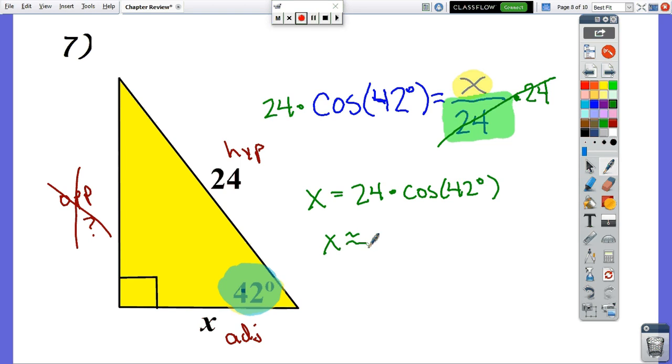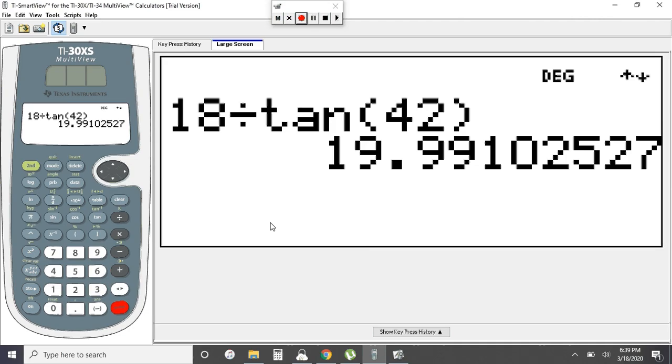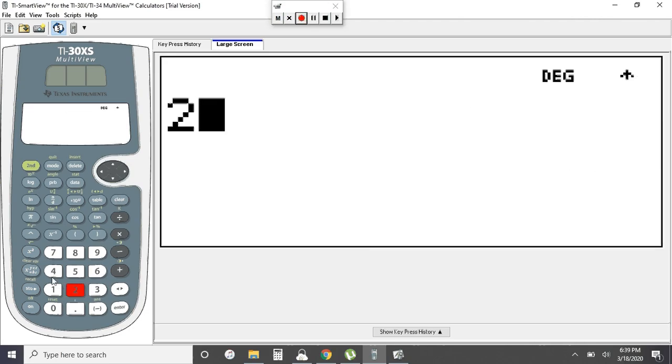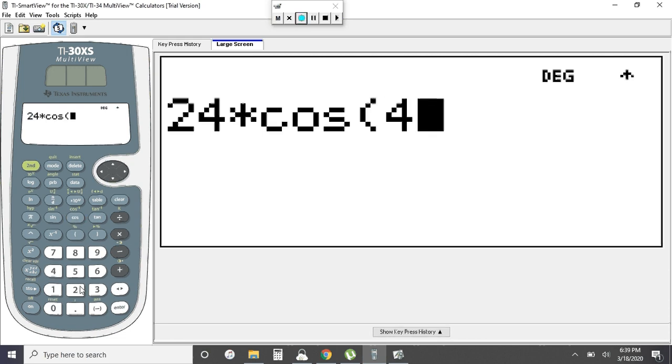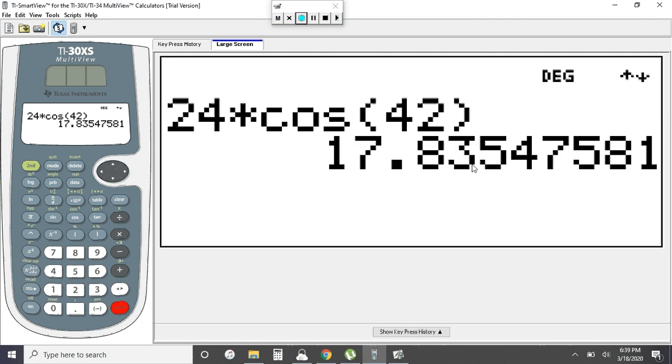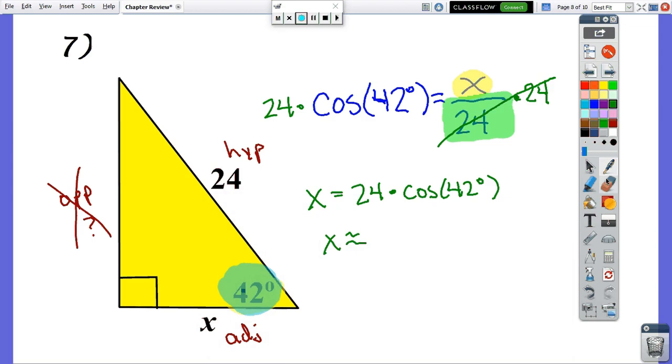And so let's see what that gives us. So 24 times cosine 42 degrees. So 17.8, and then this 3 is going to bump up because this 5 is going to push it up. So 17.84 is how long that side is.